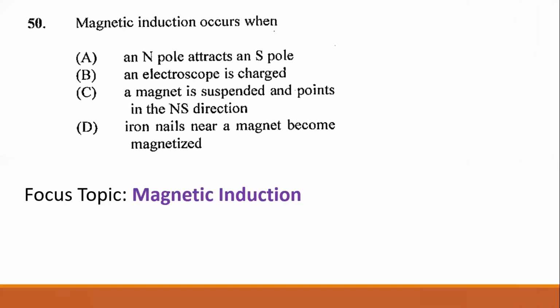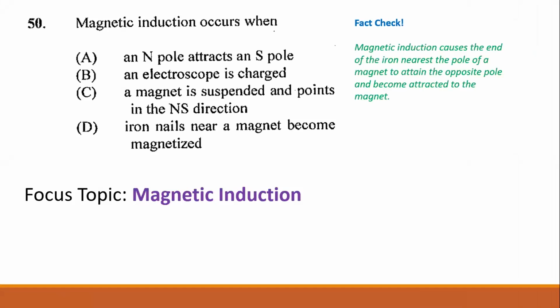Number 50, magnetic induction occurs when, and we have our options here. Now, whenever iron nails are placed near a magnet, the end of the iron that is nearest to the magnet actually attains an opposite pole. So it actually causes attraction now. And that is why we have the iron nails becoming magnetized. And that's as a result of induction. So that's D.